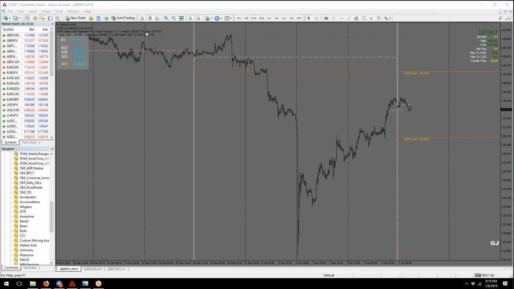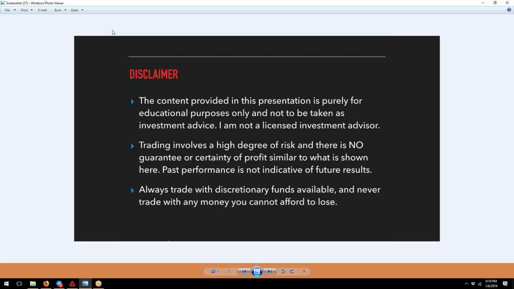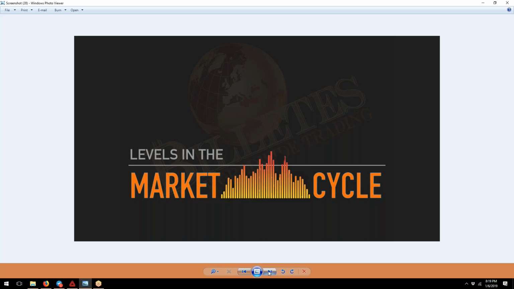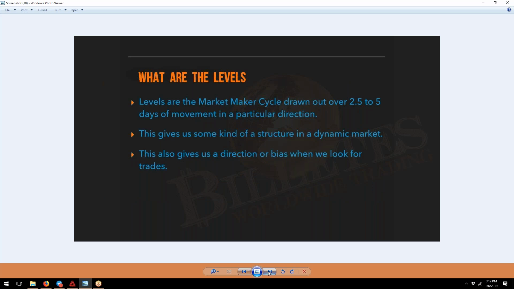I want to go over levels before I break down more patterns. Let's look at the levels because I want you guys to understand them. Take notes if you haven't seen this already, or you forgot to take notes before. I'm going to show you the levels because the levels are going to help you project and anticipate the next possible move.